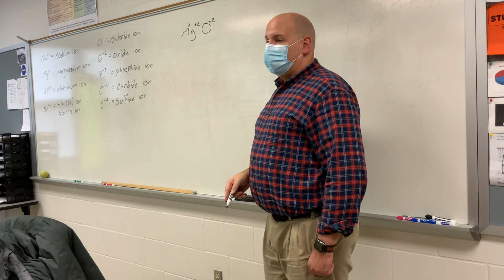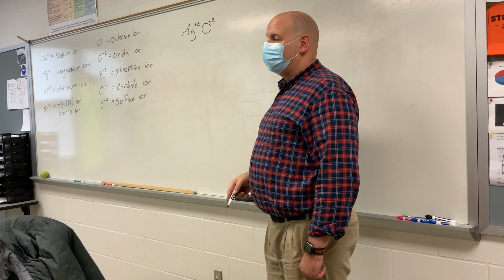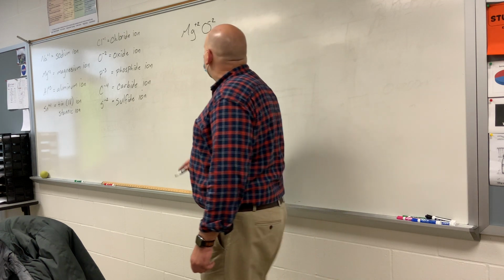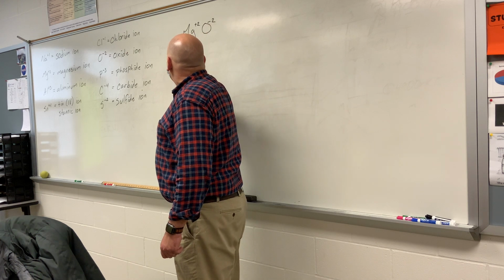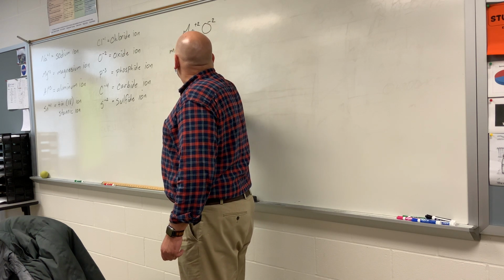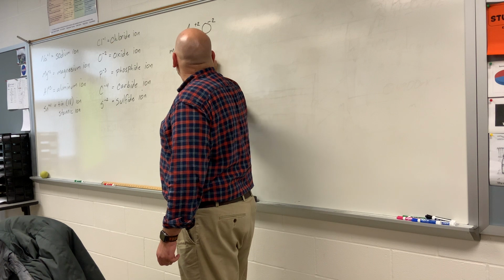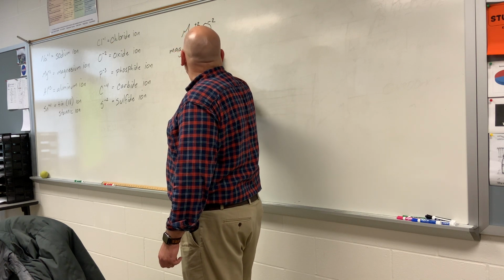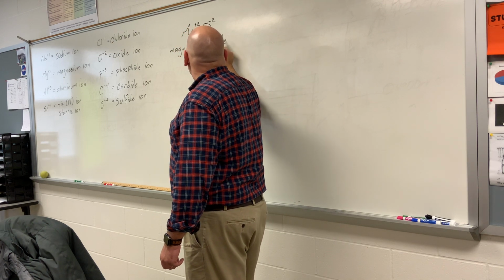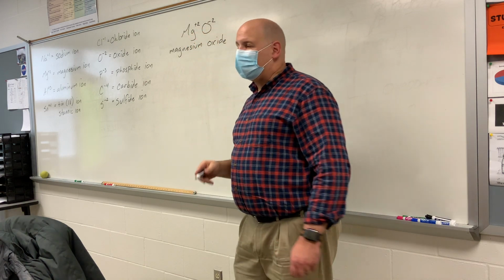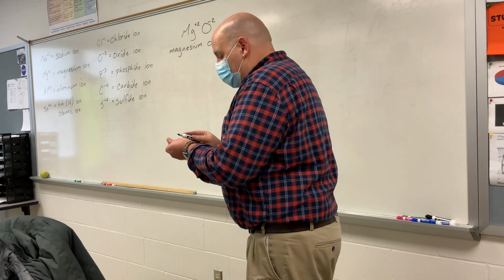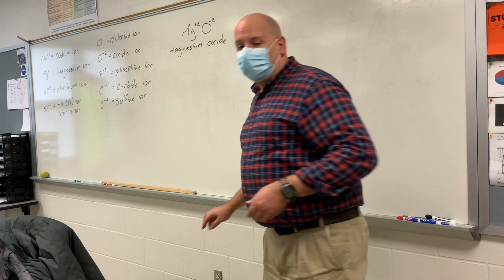What's the name for this? Magnesium oxide. It's a magnesium ion and then an oxide ion. You drop the word ion from both names, so it becomes magnesium oxide. Now, let me show you what that looks like.